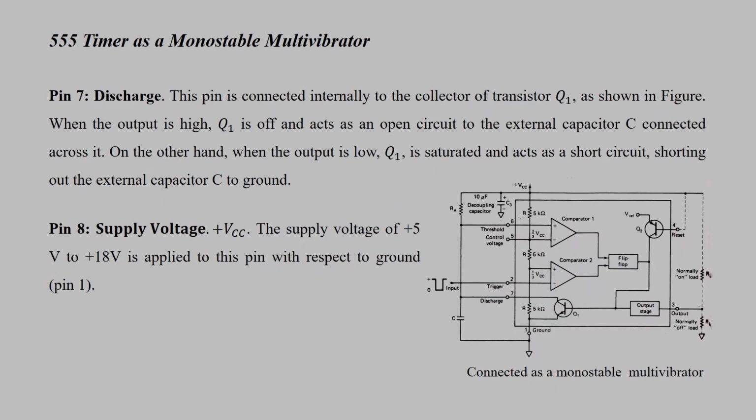So pin number 7 is the discharge pin. This pin is connected internally to the collector of transistor Q1, you can see here. So when the input is high, Q1 is off and acts as an open circuit to the external capacitor connected across it. On the other hand, when output is low, Q1 is saturated and acts as a short circuit, thus shorting the external capacitor C to ground.